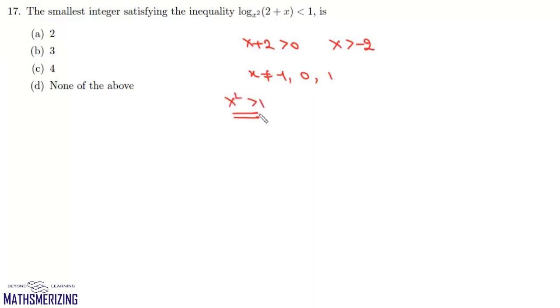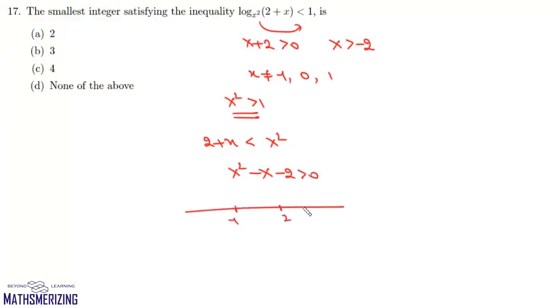Now when the base is greater than 1, if we take the anti-log, the sign of the inequality does not change. So we can write 2 plus x should be less than x square. Okay? x square minus x minus 2 should be greater than 0. We'll get the roots minus 1 and 2. So the signs are plus, minus and plus. So x should be either less than minus 1 or greater than plus 2.